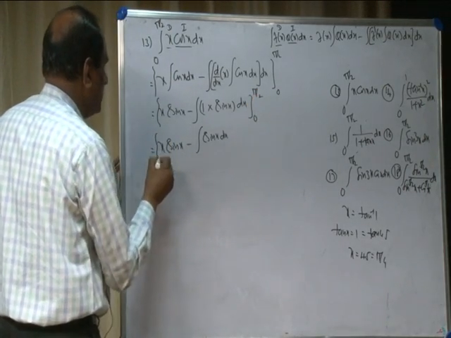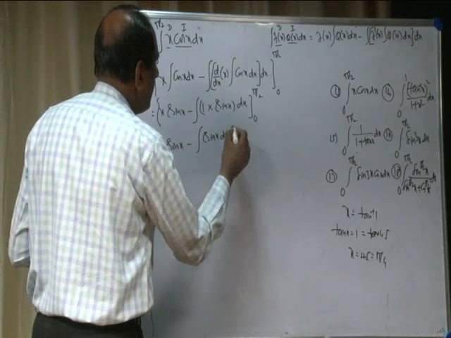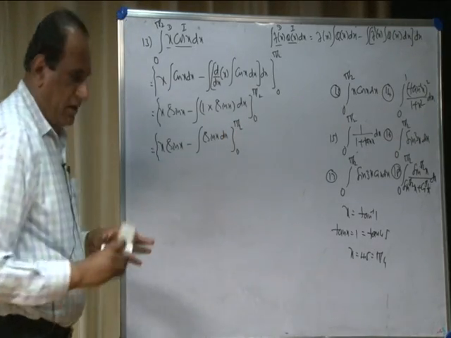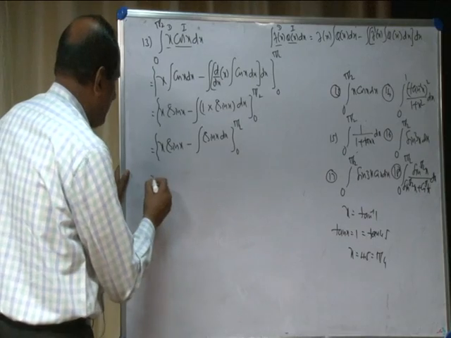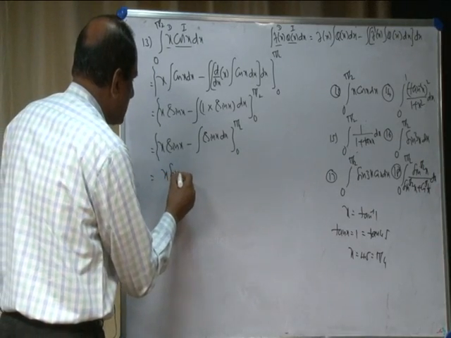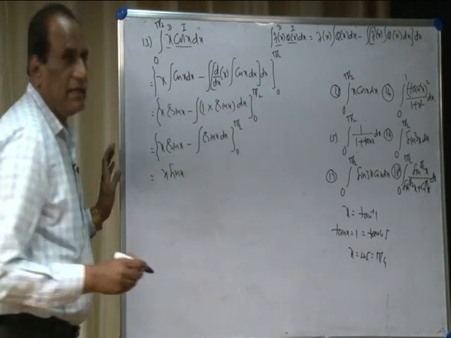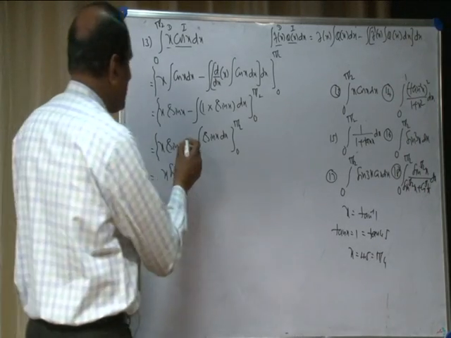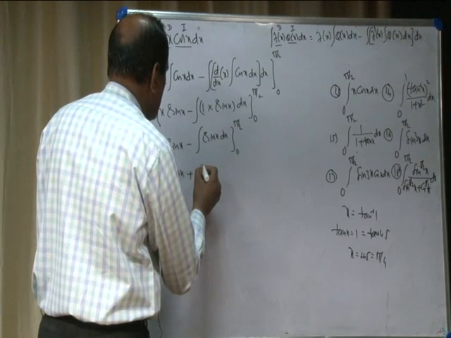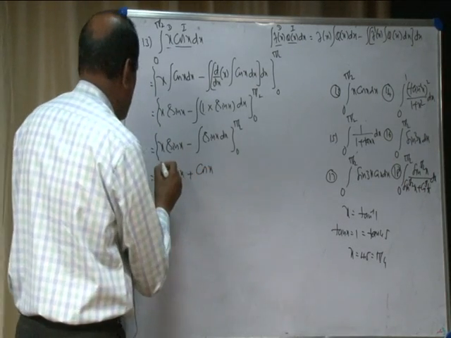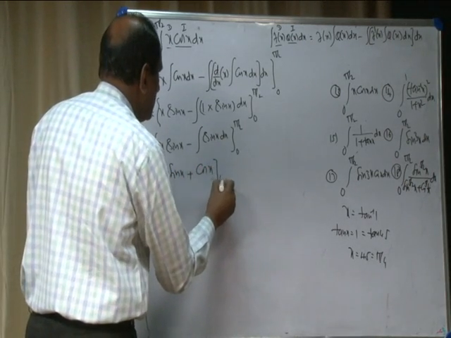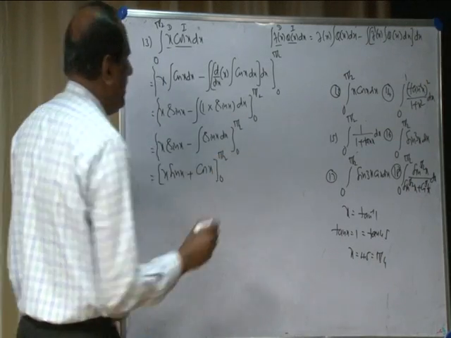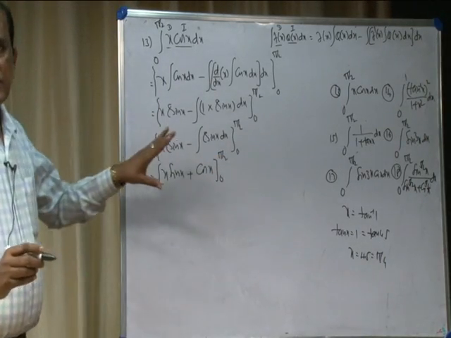Here also, the limits are 0 to pi by 2. Now, the first term is x sin x. The integration of sin x is minus cos x, minus into minus, plus cos x, between the limits 0 and pi by 2. Now, the integration process is over.